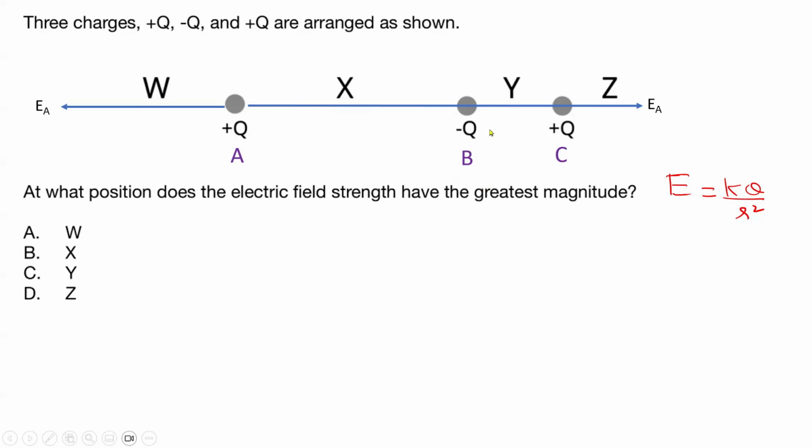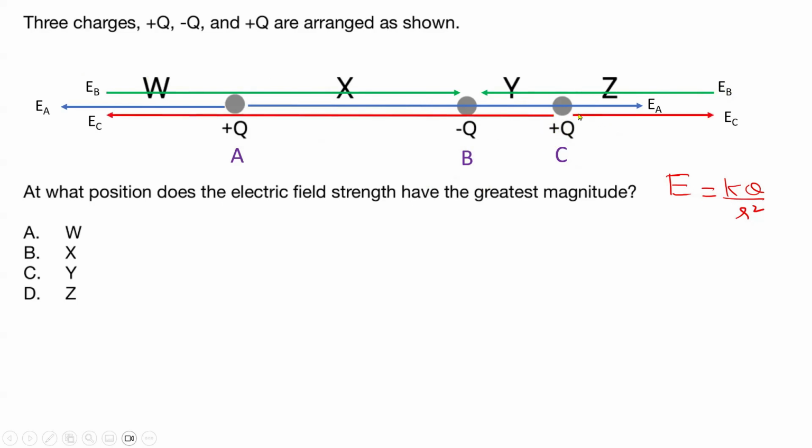At point B, there is a negative charge, and we know that electric field lines terminate at a negative charge. Hence, we can draw the electric field lines coming towards the negative charge from both directions, and we call that EB, the electric field due to the charge at B. Likewise, at C you have a positive charge, and like A, we draw electric field lines going away from point C. You can see the two red arrows going away from the charge plus Q, which is EC, the electric field due to the charge at C.